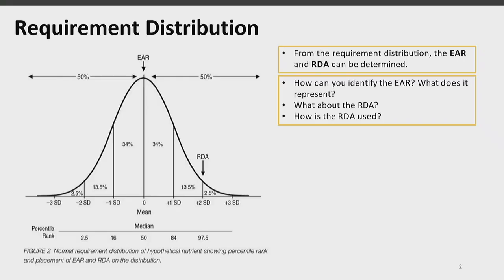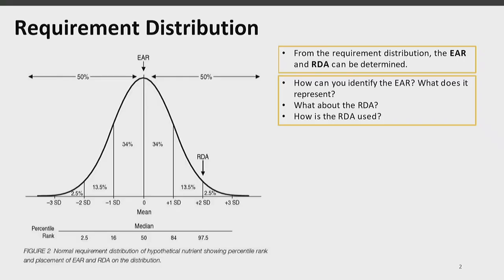So from the requirement distribution, the EAR and the RDA can be determined. When you look at the back of your textbook, at those numbers for different nutrients, if there's an EAR, it's based on a requirement distribution, and then the RDA is set up from that. There are cases where there's insufficient information to do a depletion, repletion, or it's just unethical to do that. In those cases, you will have an AI, which is the adequate intake, which is established in place of the EAR.